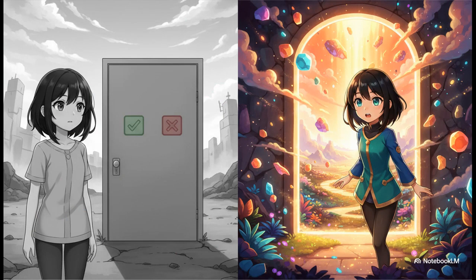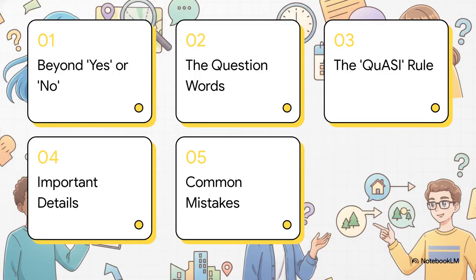But here's the thing. Yes and no answers are, well, they're a little boring, aren't they? Real conversations, the fun ones, they're all about the details. And today, we're going to figure out exactly how to get those details. So here's our game plan. First, we'll see exactly why these questions are so important. Then, we're going to meet the essential question words. After that, I'm going to show you a golden rule to build perfect questions every single time. And finally, we'll cover some important details and a few common mistakes to avoid. Sound good? Let's get started.